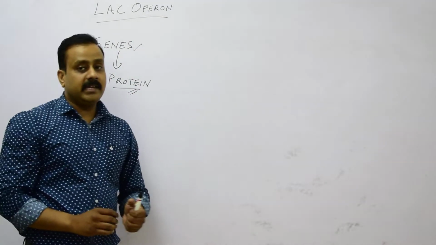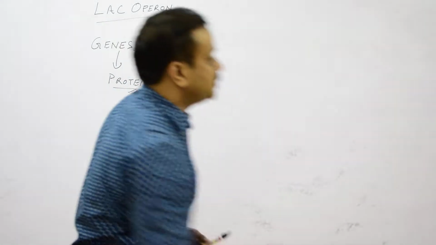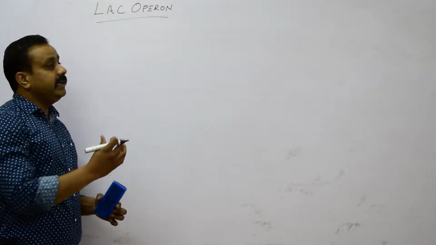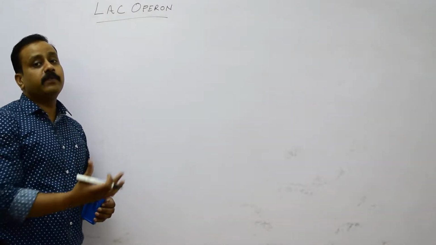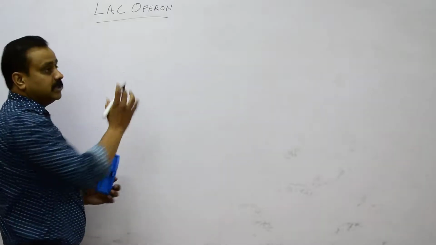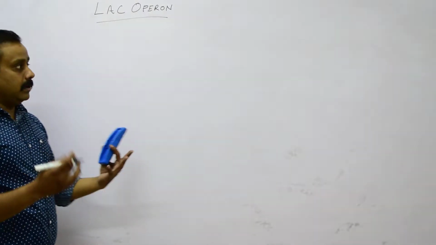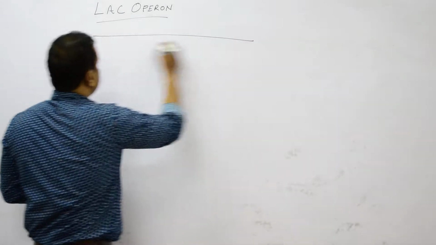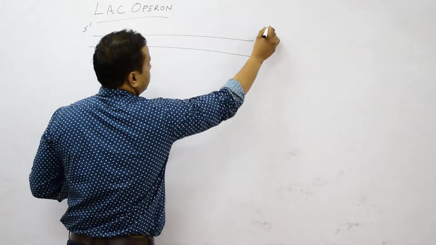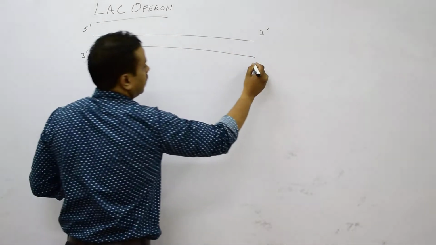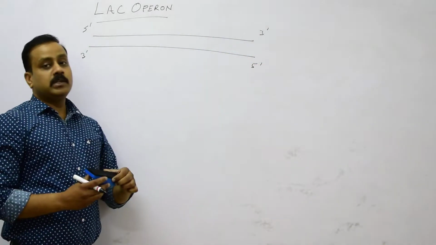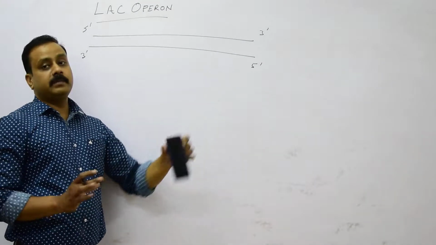The Operon model is found in bacteria, that is E. coli. With the help of this Operon, we can study how the activity of a gene, or gene expression, is regulated. Every gene has different units in it. Suppose this is a stretch of DNA. One is the template strand and one is the non-template strand. 5' to 3' is the non-template strand, and 3' to 5' is the template strand.